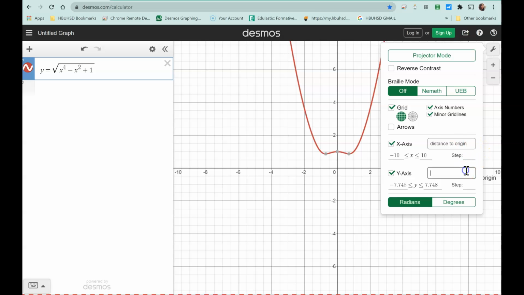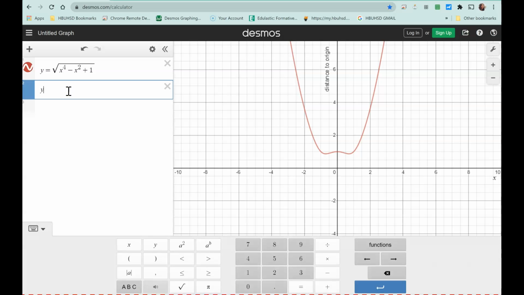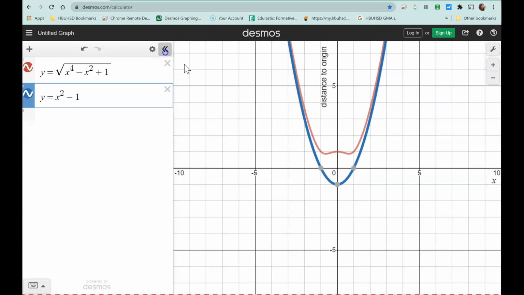And then, I'm sorry, x is not... y is distance to origin. Y is distance to origin. X is going to be just x. X is x. There's nothing, okay. And okay, so it's not a parabola. Actually, you know what? Let's graph out the parabola as well so you can see what I mean. X squared minus 1. So we have the parabola and we have the distance formula. I'm going to show you the difference between them both, make it a little bit darker so we can see.